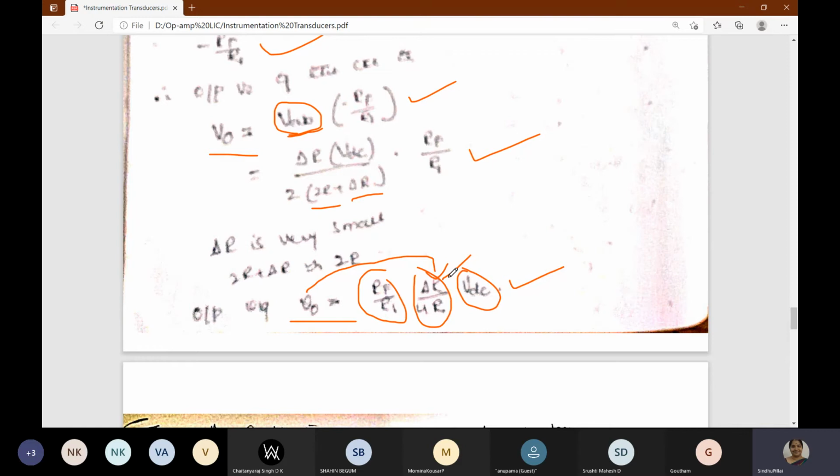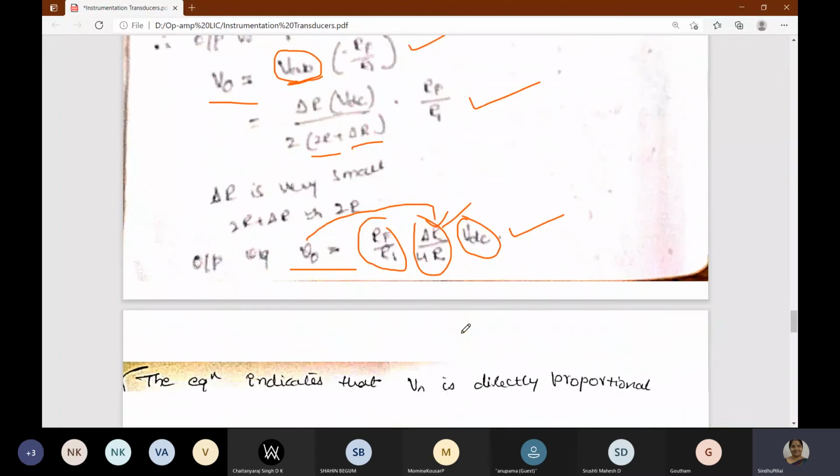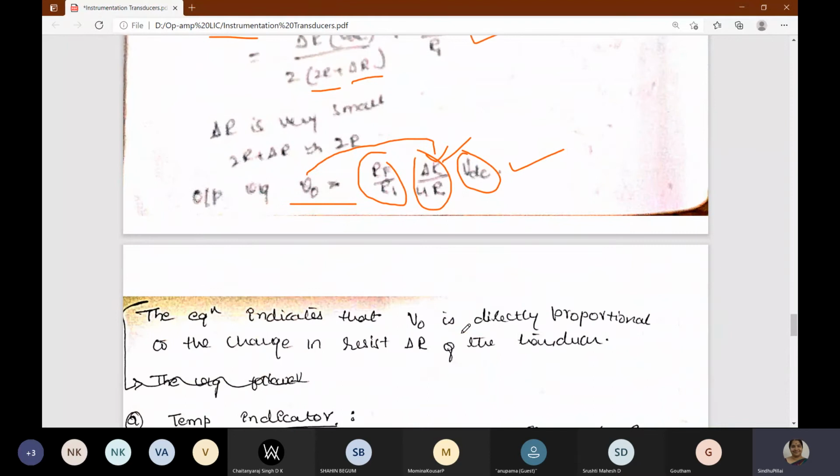From where did you get this change in resistance? The resistance changed because there was some change in physical quantities like temperature, pressure, intensity, flow rate, anything. That unbalanced the bridge. From the unbalanced bridge we got an output voltage. That output voltage was given to the instrumentation amplifier consisting of 3 op amps, and it got multiplied with the gain, and the output voltage V0 was obtained. So this should be very clear with the instrumentation amplifier. The equation indicates that V0 is directly proportional to the change in resistance.